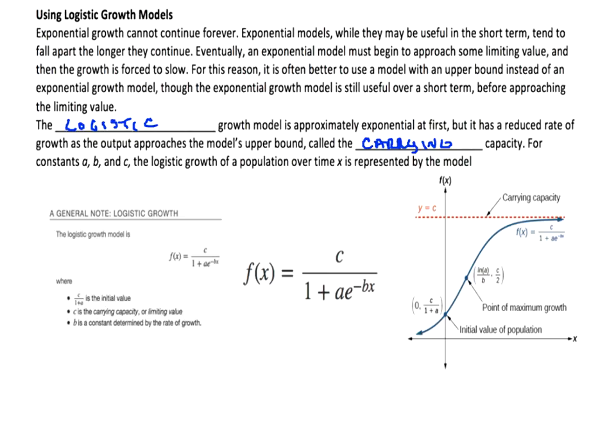And that's for the constants noted in the formula here, A, B, and C. So we have our formula for a logistic growth model where it's going to shoot up very quickly, but then it's going to level off.